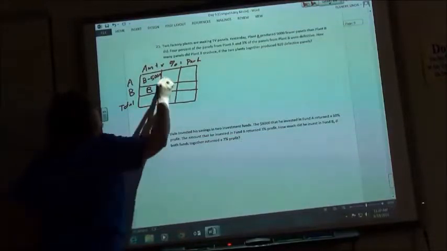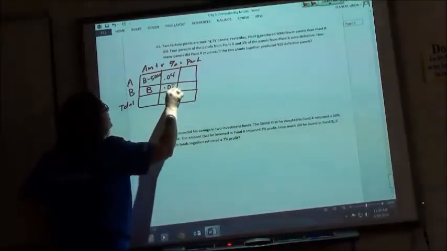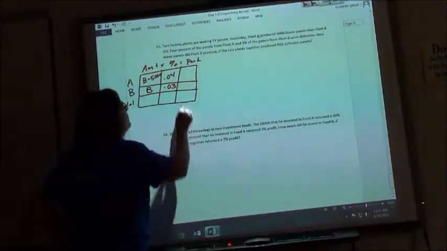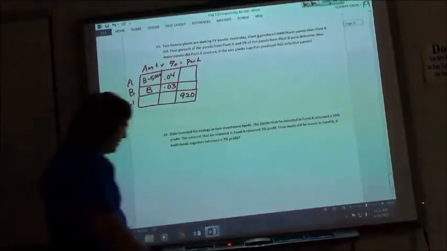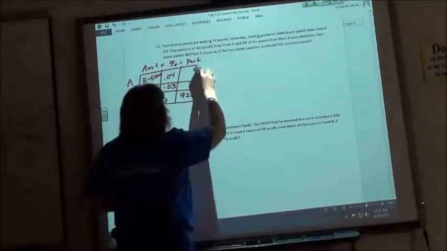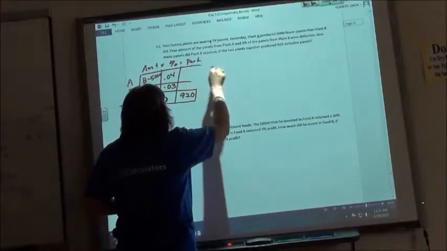4% from A, so 0.04, and 3% from B, 0.03, were defective. How many did B produce if there were 920 defective panels? So the total number defective was 920. I'm going to make my boxes over here just a little wider because I don't think it's going to fit otherwise.